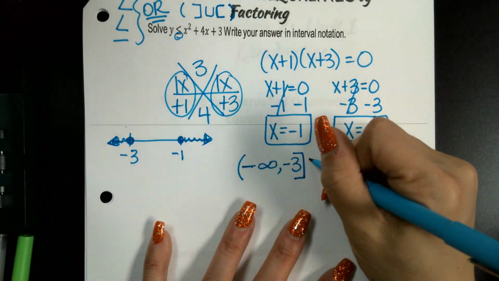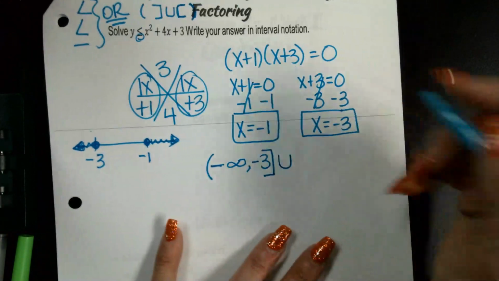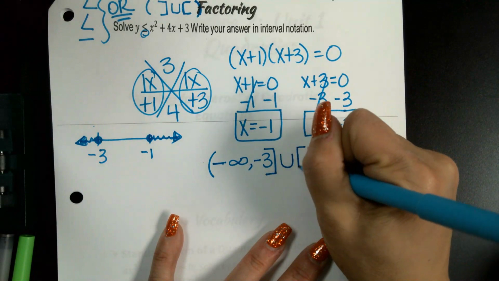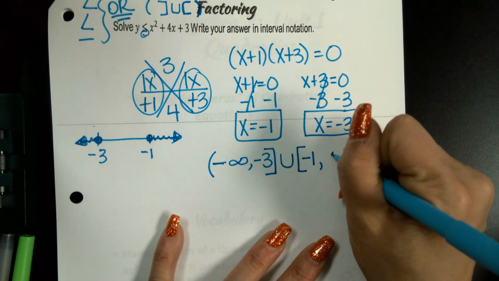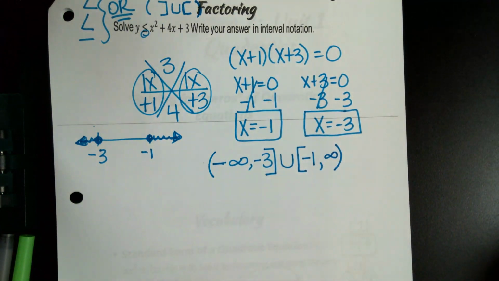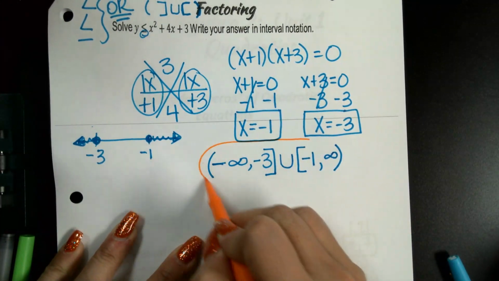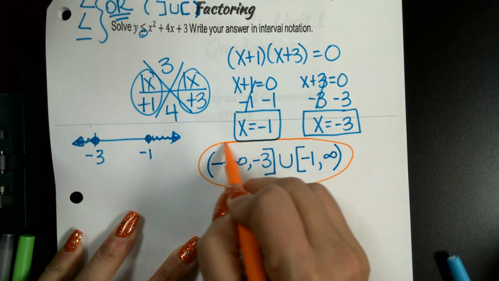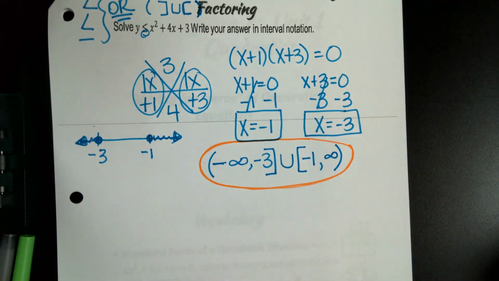Then the U for union, meaning both sets are answers. Square bracket, starting at the -1, going to positive infinity with parenthesis. That is your second OR problem. And that's also the end of your note.